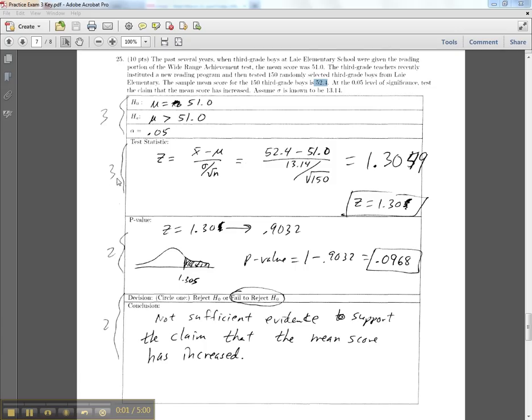Number 25 on the practice exam. For the past several years, when third grade boys at Laie Elementary School were given the reading portion of the Wide Range Achievement Test, the mean score was 51.